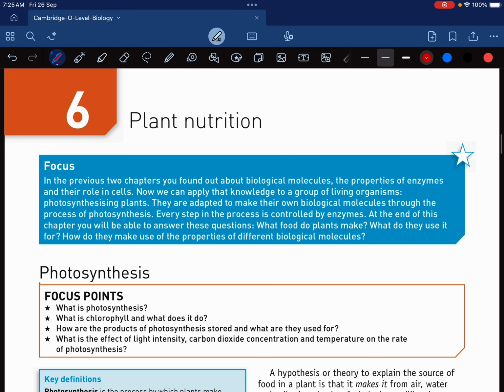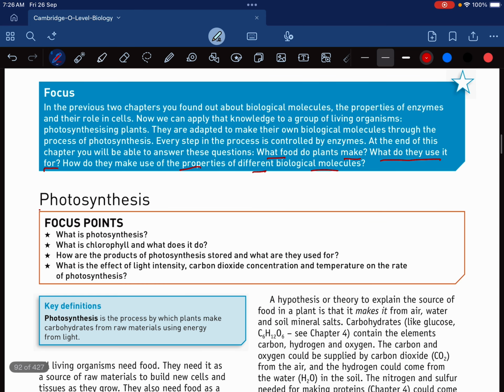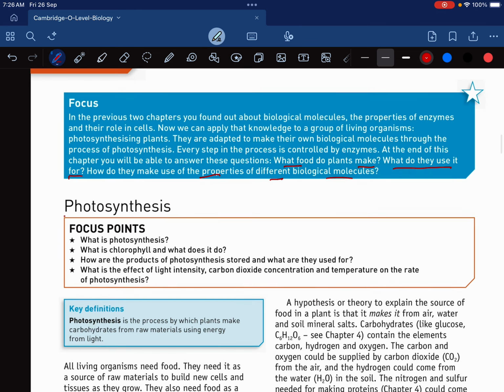So what we're gonna look at here is what do plants make for the nutrition, what do they use it for, and how do they make use of the properties of different biological molecules, like the biological molecules we discussed earlier, like carbohydrates, proteins, and lipids, so on and so forth. So how do these plants make use of these biological molecules? Today we're going to be looking at photosynthesis.